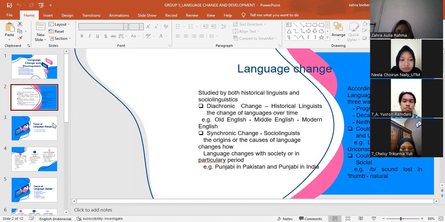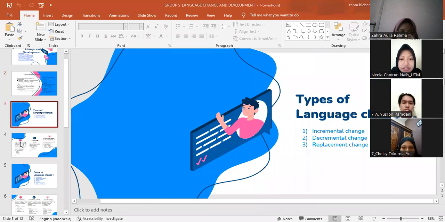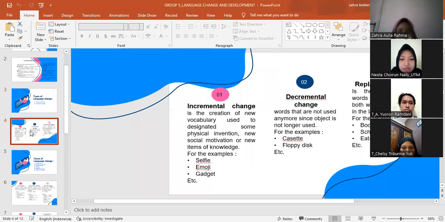The second material is there are three types of language change, that is incremental change, decremental change, and replacement change. Next, Zahra.